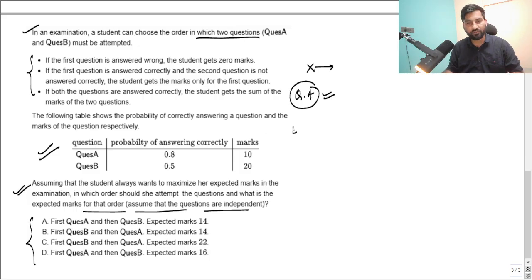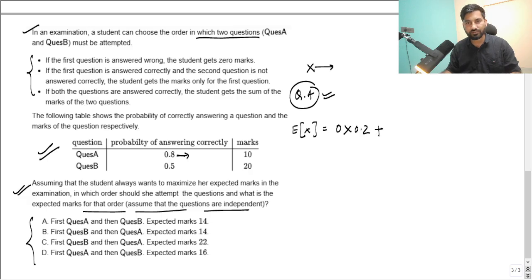Since we are trying to find the expected marks, we have to compute the expectation of x. Let's say we have chosen our very first question, question A, and we got the answer wrong. So we get 0 marks, meaning the value the random variable takes is 0. So 0 times the probability of attempting that question and it going wrong. You see here, the probability of answering question A correctly is 0.8, so it should be 0.2 here.